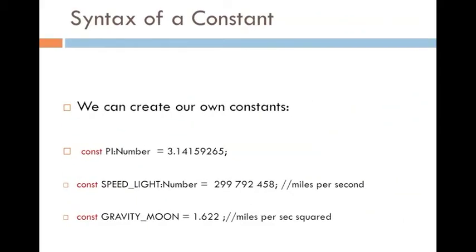Syntax of a constant. We can create constants when we use the keyword const and we capitalize the name of the constant. Here we have three constants that I have created. Notice that their values never change: Pi, the speed of light, and gravity of the moon. We can create many other kinds of constants.